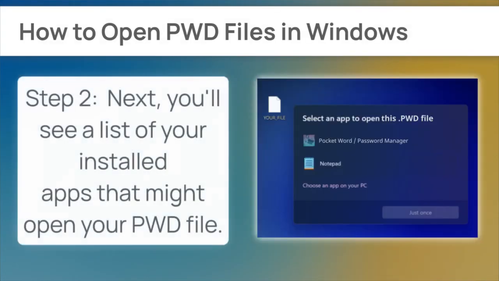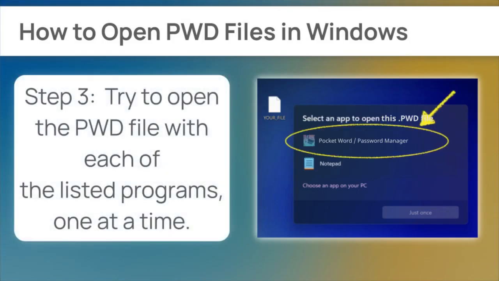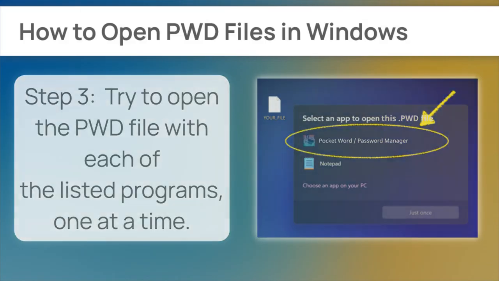Right-click the PWD file and select Open with. Test Pocket Word Password Manager if it appears. If not, choose another application. One of them is the right match.